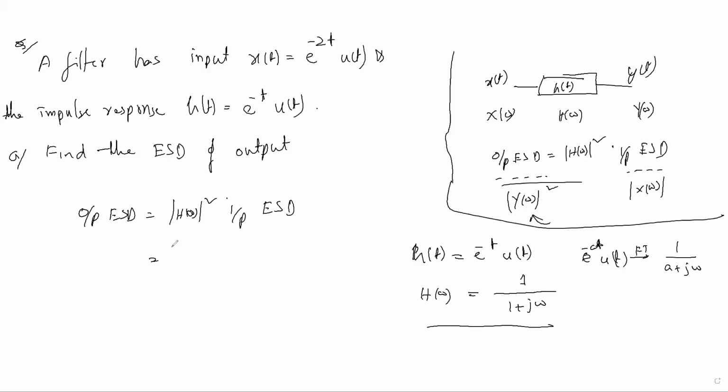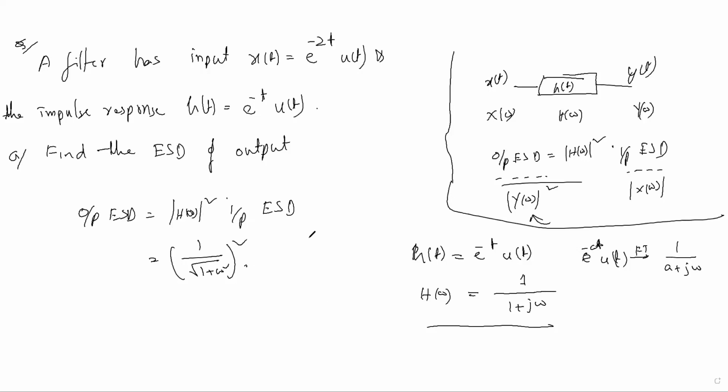So you can put here the mod square. If you take the mod of this, what will be below? It is 1 plus omega square. Okay, then you have 1 by mod of 1 plus omega square. Then you have to take the square of this mod of H of omega.